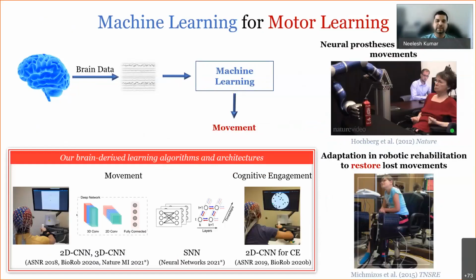Specifically, our work targets learning movement from brain signals by developing artificial networks that are derived from brain architectures, hence making it a more natural fit for such problems. We then go one step further and learn the complex task of assessing cognitive engagement, which is crucial to ensure that subjects are performing the correct movements.